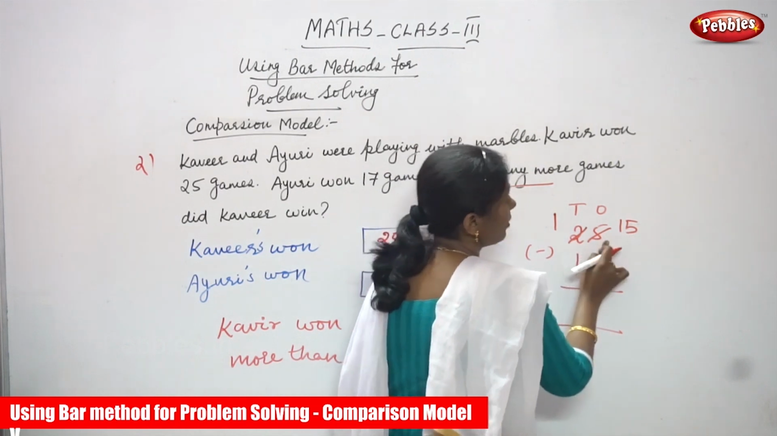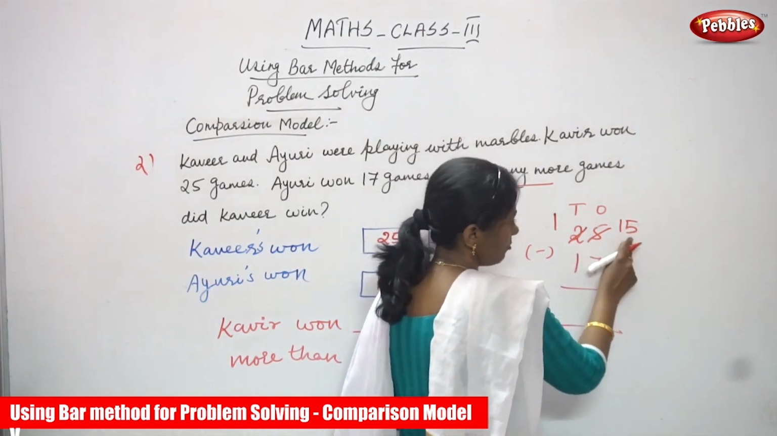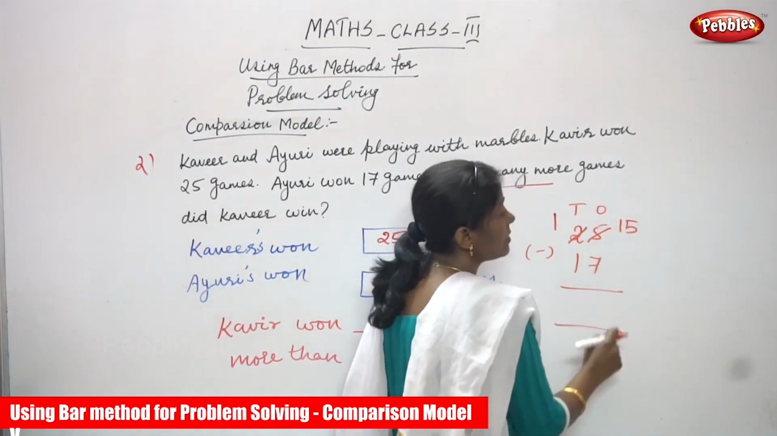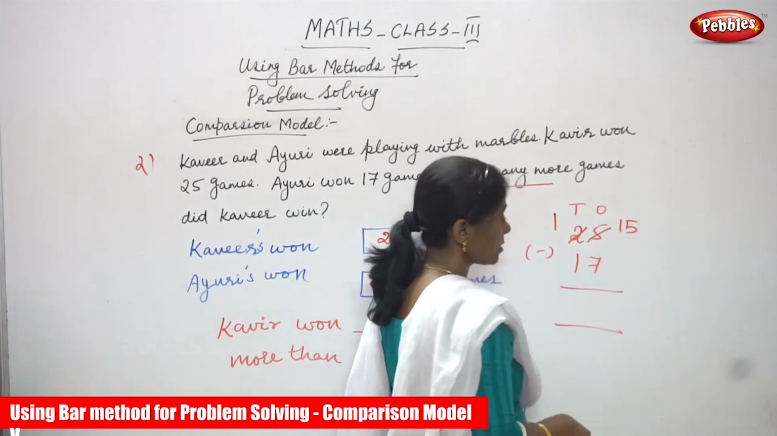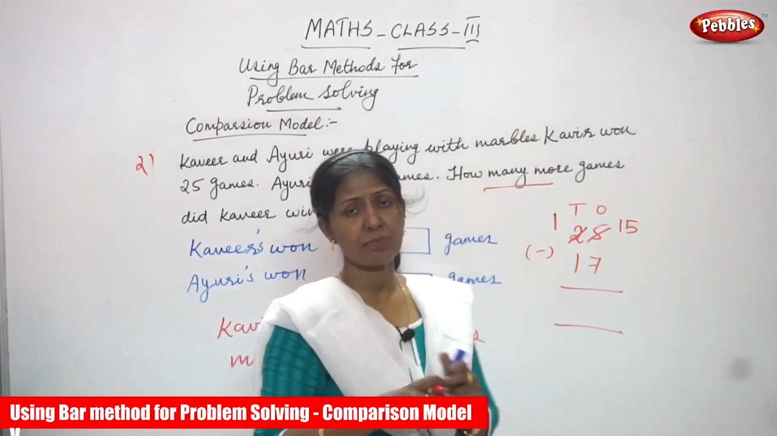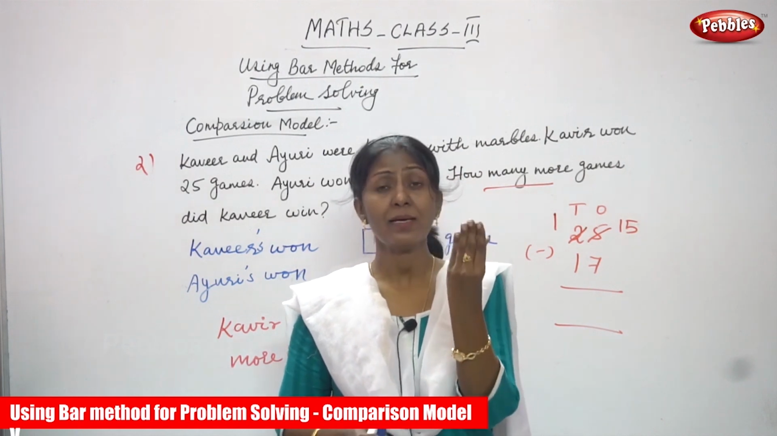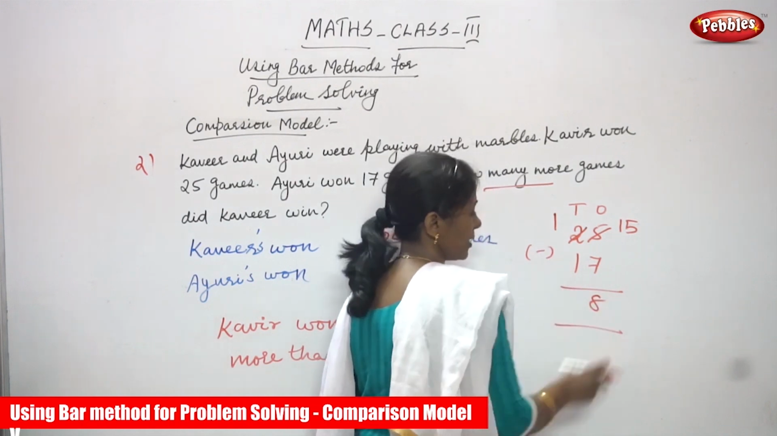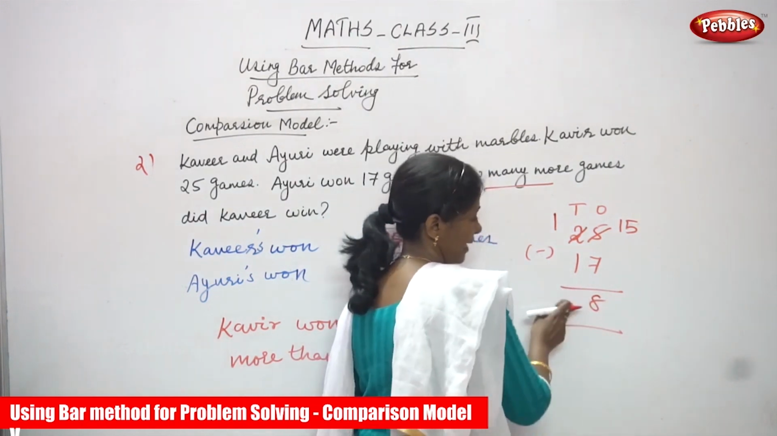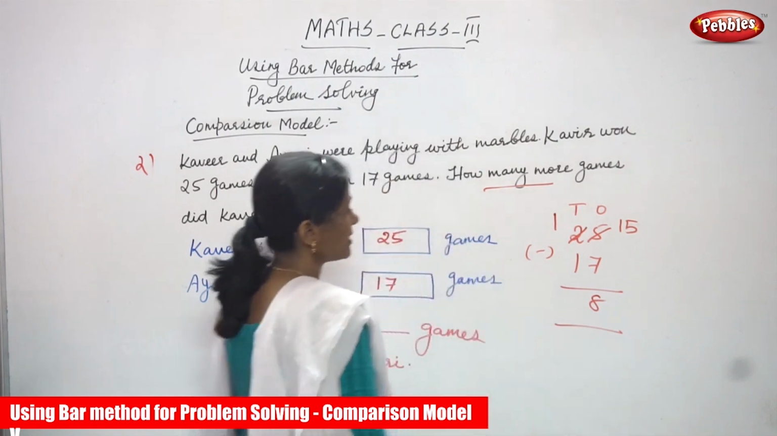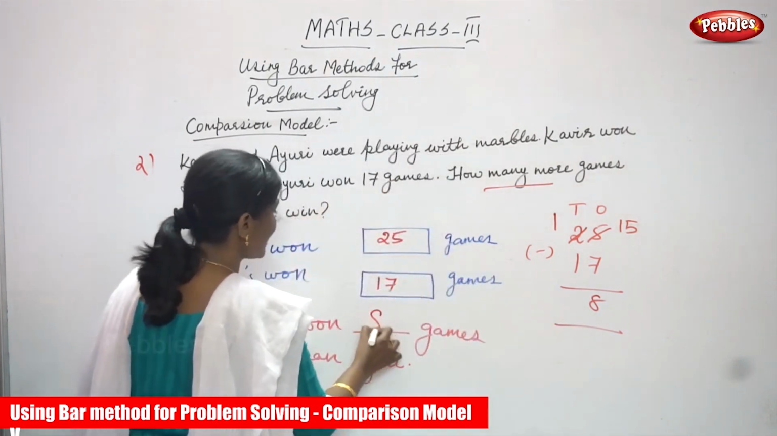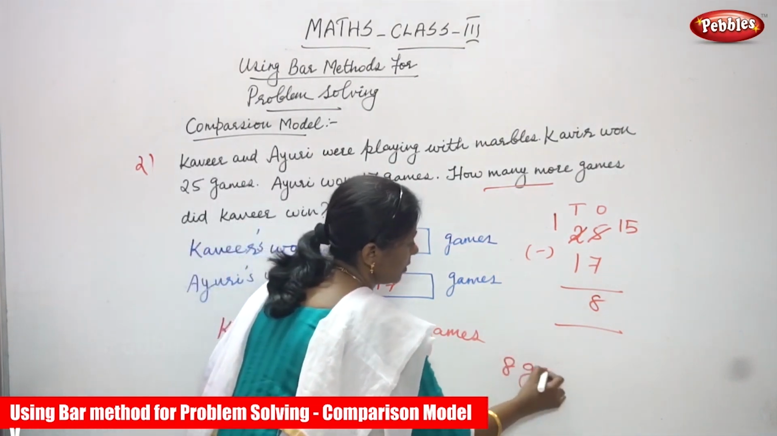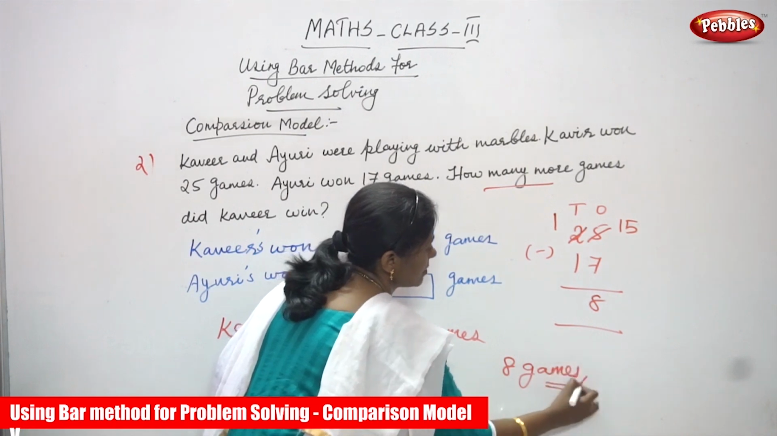This 5 ones becomes 15, because I'm borrowing 1 ten, which is 10, and adding it to the ones: 10 plus 5 is 15. So 15 ones. 15 is the greater number, 7 is the smaller number. So 15 minus 7 I have to do. Backward counting after 7: 8, 9, 10, 11, 12, 13, 14, 15. The answer is 8. Then 1 minus 1 is 0, so it is not necessary to write it. The right answer is 8. So Kavir won 8 games more than Ayuri. 8 games, exactly the right answer.